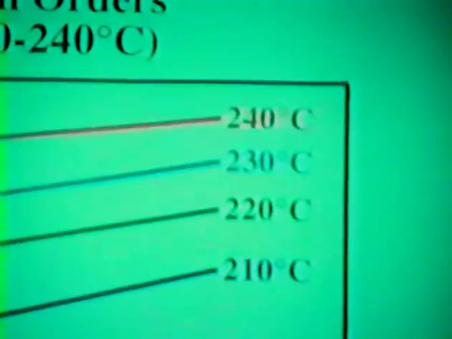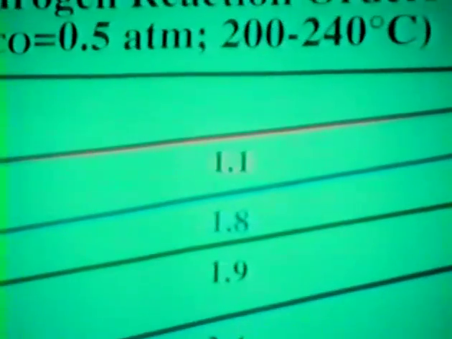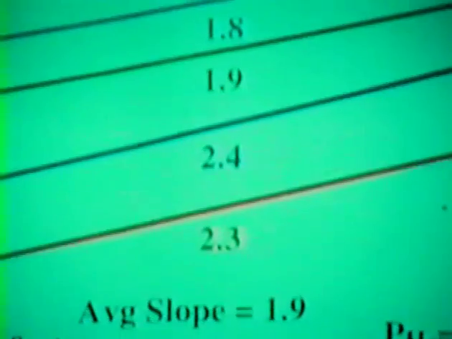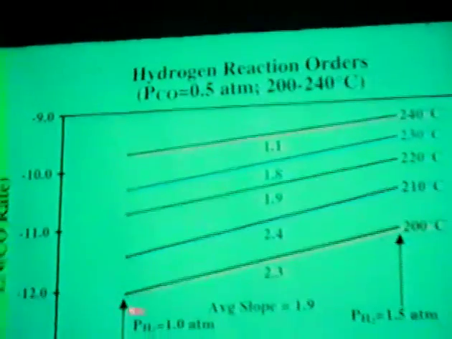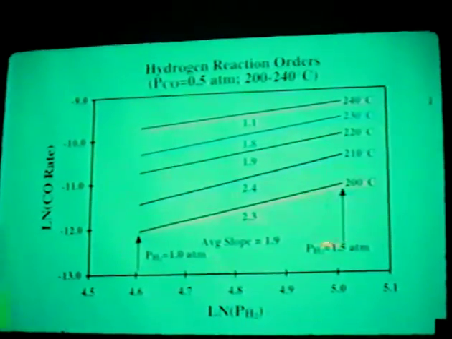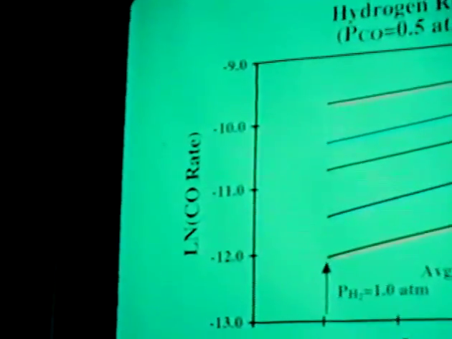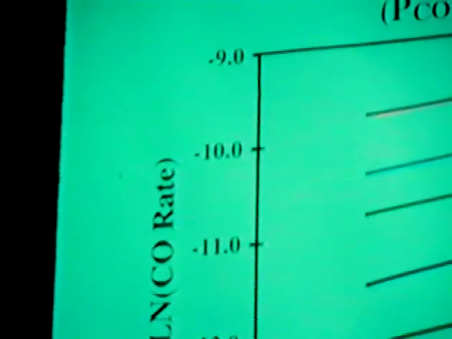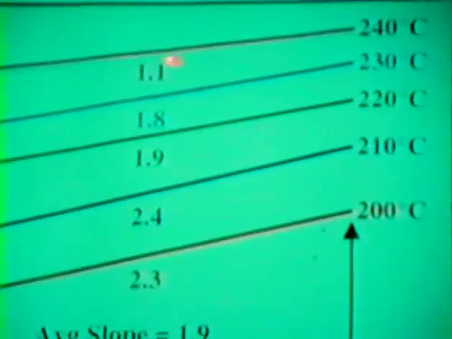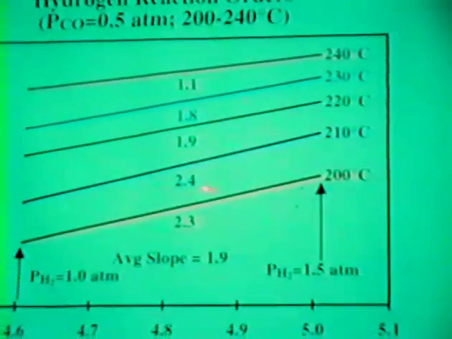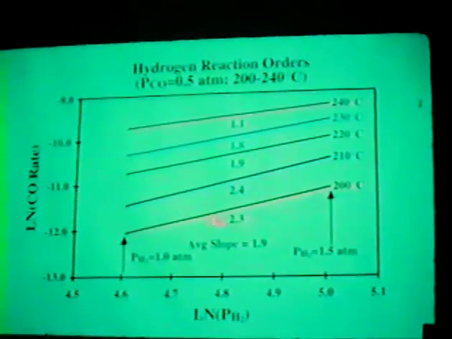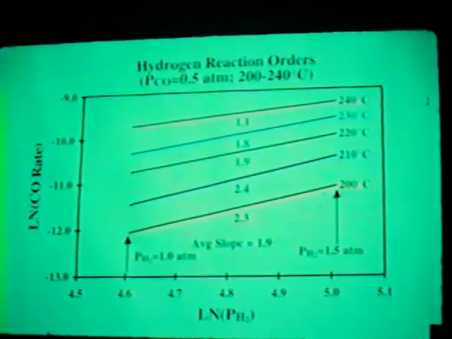Now, looking first at the effect of the hydrogen partial pressure on the reaction rate, at a constant carbon monoxide partial pressure, we see that an increase from 1 atmosphere to 1.5 atmospheres pressure of hydrogen, we see an increase in the rate. And the orders of the deactivation are equal to the slopes shown here, ranging from 1.1 at the highest temperature down to over 2 at the lower temperatures.